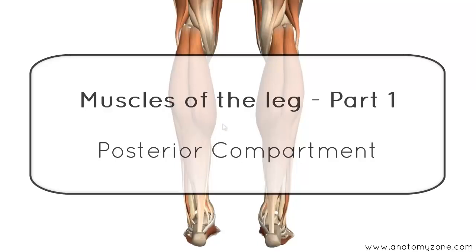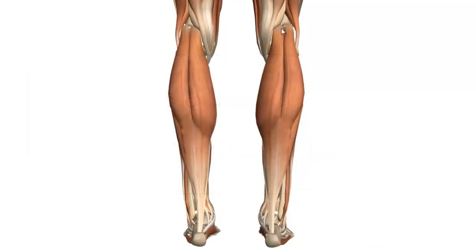Okay, so this tutorial is on the muscles of the leg. The leg is this region of the lower limb which lies between the knee joint and the ankle joint. I'm going to break this tutorial into two parts. The first part will be on the posterior compartment, and then the second part will be on the muscles of the anterior and lateral compartments.